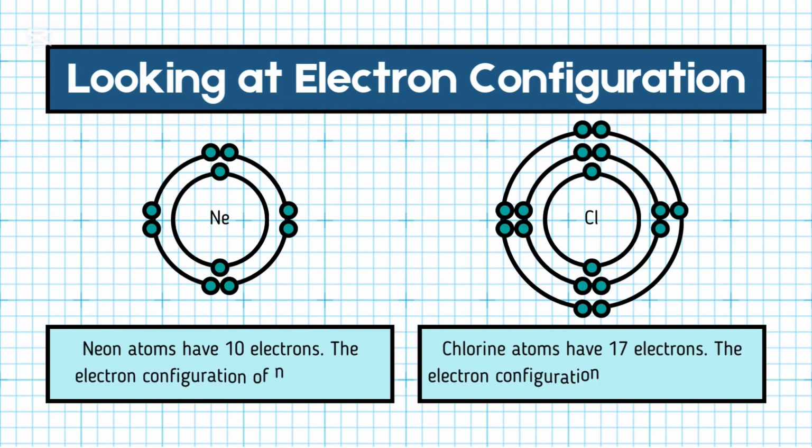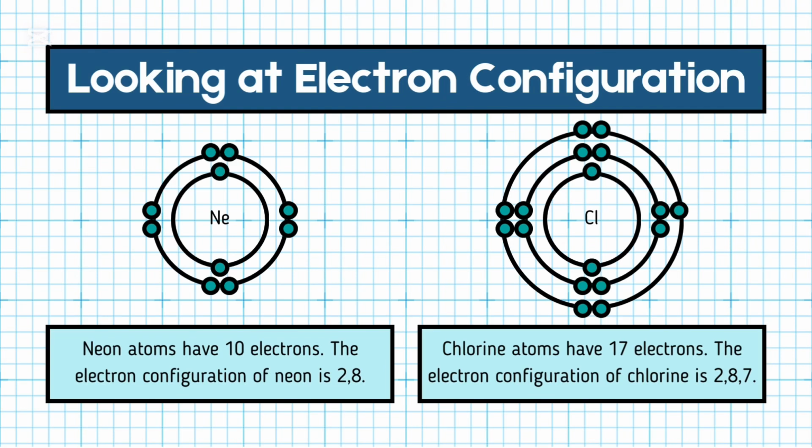Looking at electron configuration. Ne is the symbol for neon. Neon atoms have 10 electrons. The electron configuration of neon is 2 8, meaning the first shell has 2 electrons and the second shell has 8 electrons.